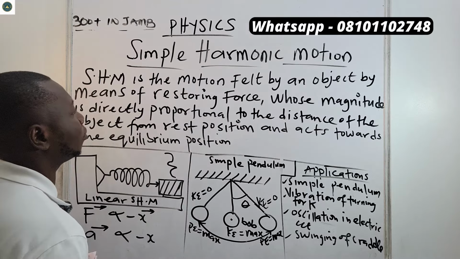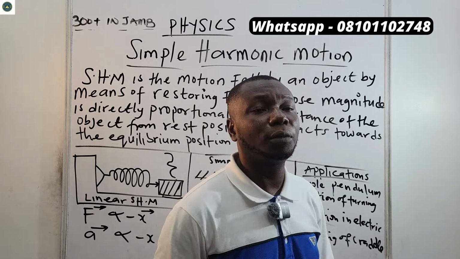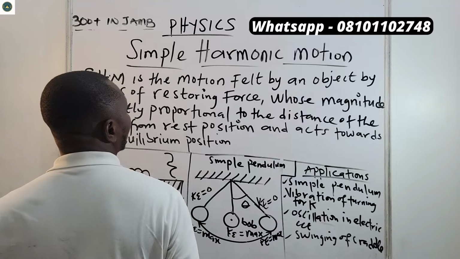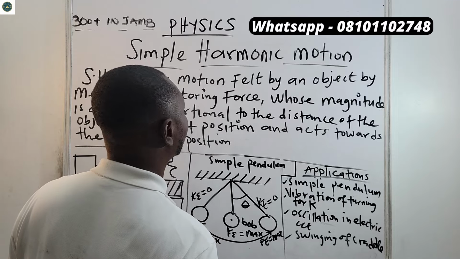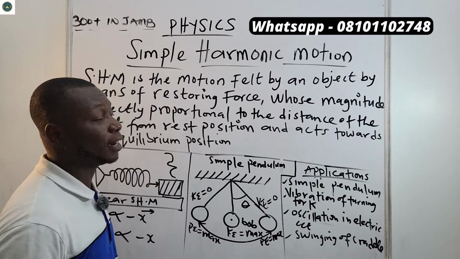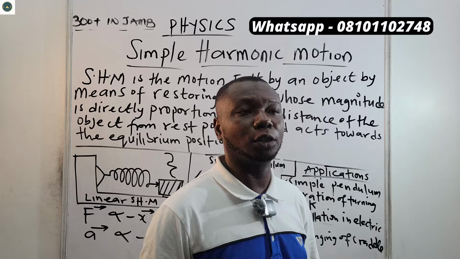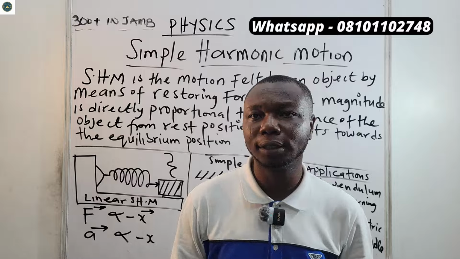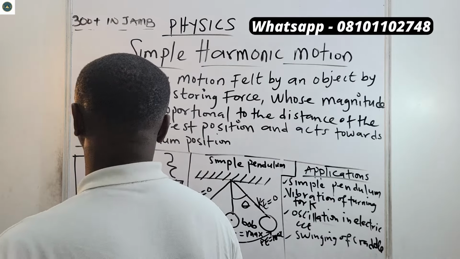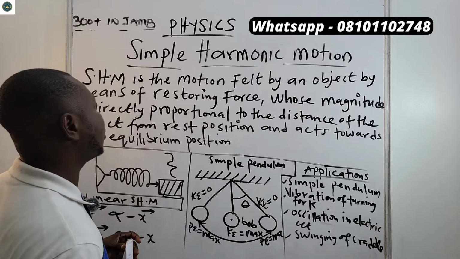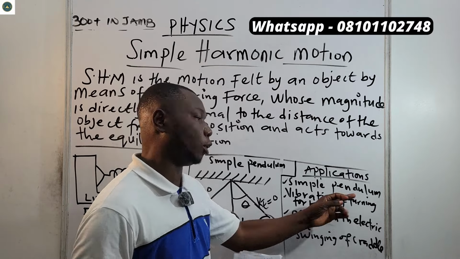Now, what is simple harmonic motion? Simple harmonic motion is the movement of a body by means of restoring force. If the restoring force is directly proportional to displacement, such a body undergoes simple harmonic motion. A good example is your simple pendulum.